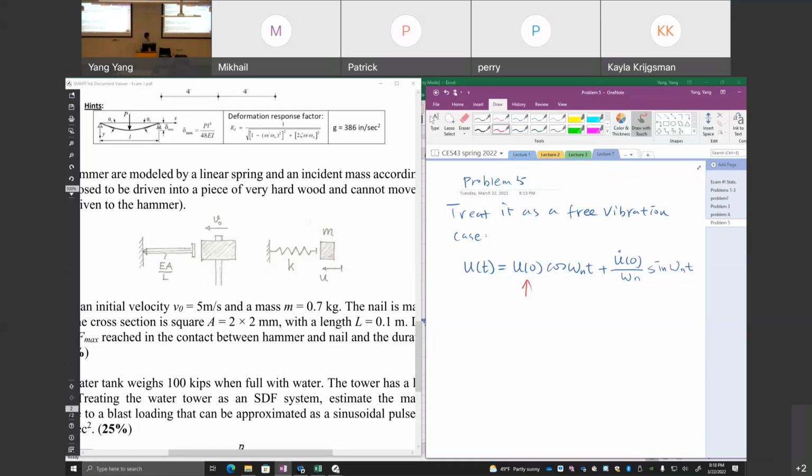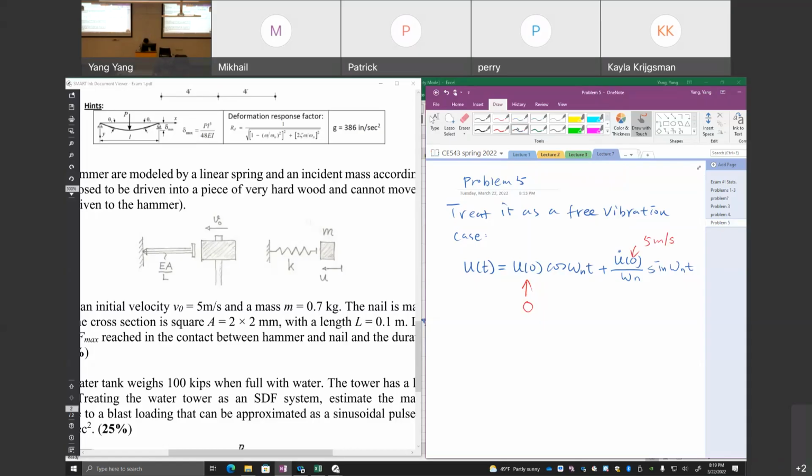So when the hammer hits the rail, does the rail have any initial deformation? No, because the rail is there, so the initial displacement is equal to zero. But the initial velocity is given to us. The initial velocity of the mass is 5 meters per second. So actually, we can quickly solve this problem.